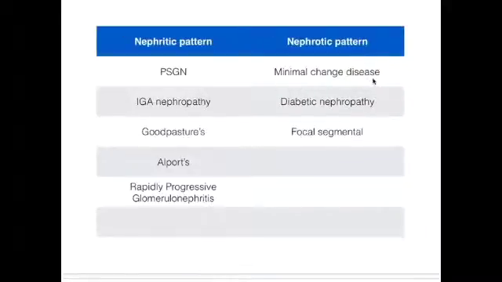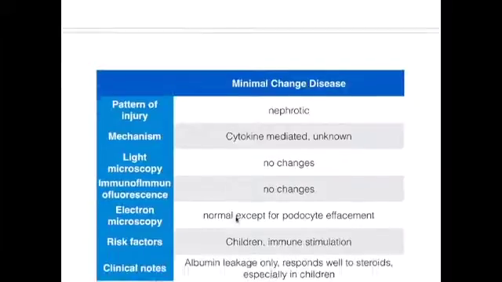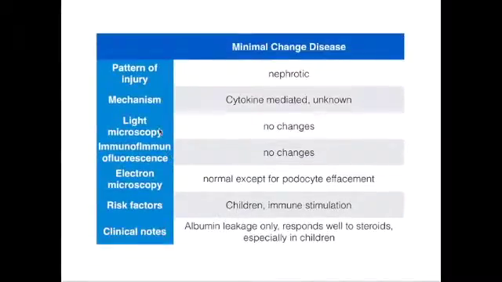exhibits a nephrotic pattern. But as you can see, there are other diseases that exhibit these patterns, and each can be distinguished by their features on different kinds of microscopy. For example, light microscopy, immunofluorescence, and electron microscopy. But let's start with minimal change disease. As I've said, this will result in a nephrotic pattern of injury.